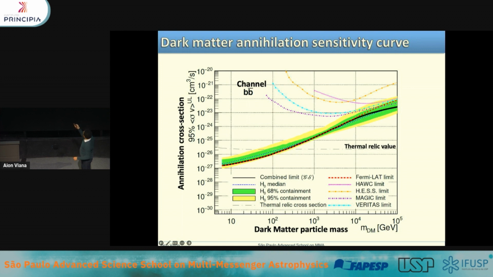So what we limit here is everything that is above these lines, okay? So this is the combined limit. Let me tell you what each of these lines is. These are all the instruments: Fermi-LAT, HAWK, H.E.S.S., MAGIC, VERITAS, all the combined limits of each individual instrument. And then in black, you combine all of them. You can see that Fermi in this case dominates a lot of the limits, at least below 10 TeV, and then the rest is IACTs. And again, we exclude everything that is above this line. If the cross section were above this line, we would have detected it with more than 95% confidence level.